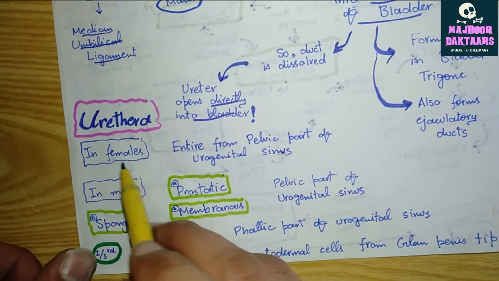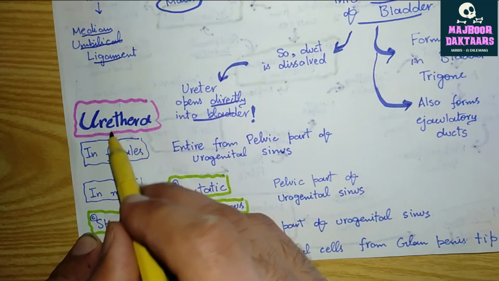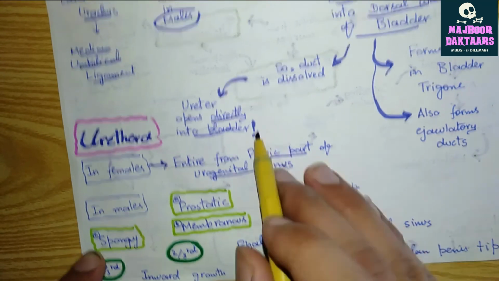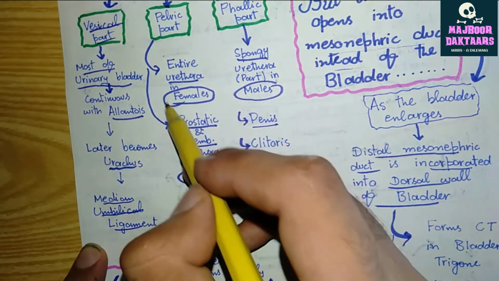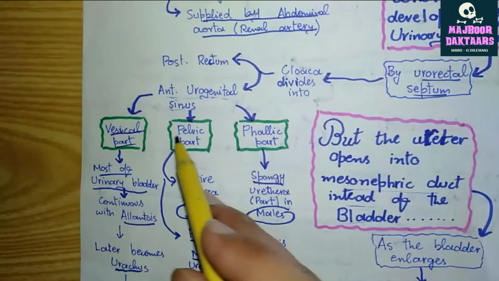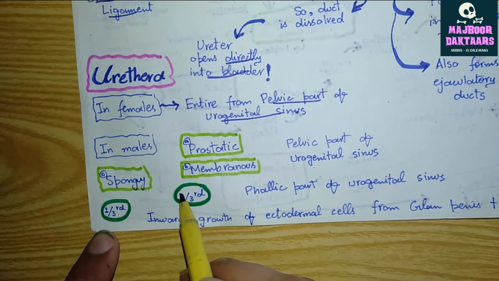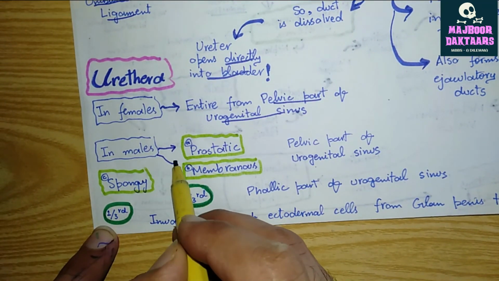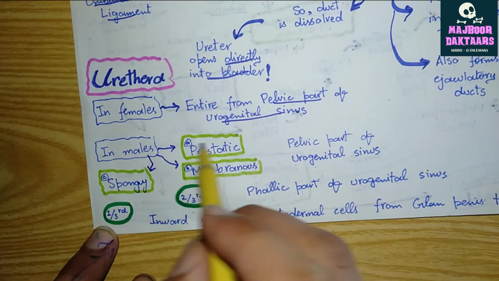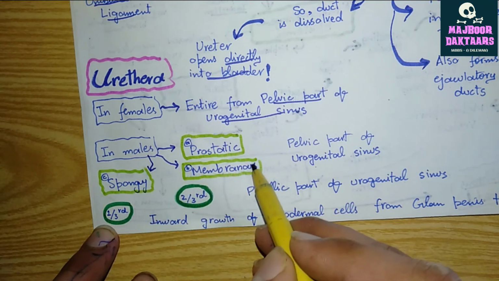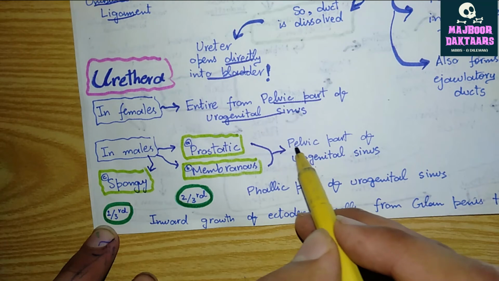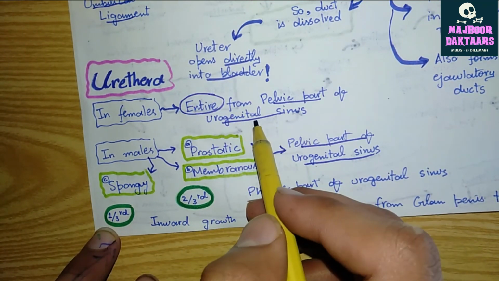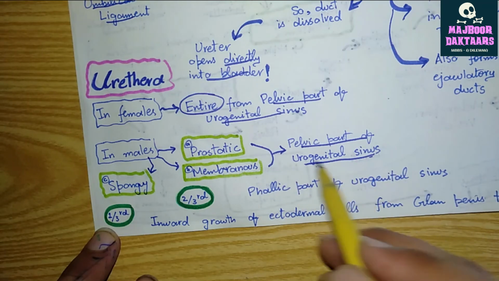Now lastly, talking about the urethra. The urethra in females is formed entirely from the pelvic part of the urogenital sinus. But in males, as we know, the urethra has three parts: the prostatic part, the membranous part, and the spongy part. We have discussed earlier that the prostatic and the membranous parts are formed from the pelvic part of the urogenital sinus, which in females forms the entire urethra. So these two parts are formed from the pelvic part of the urogenital sinus.